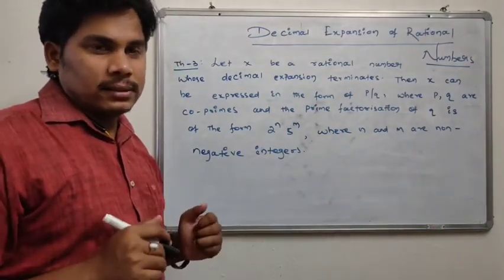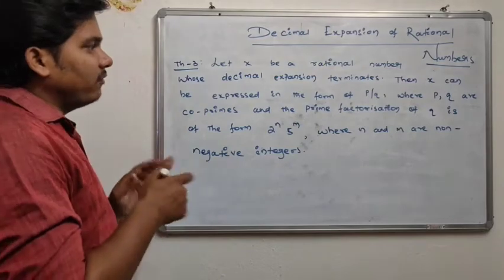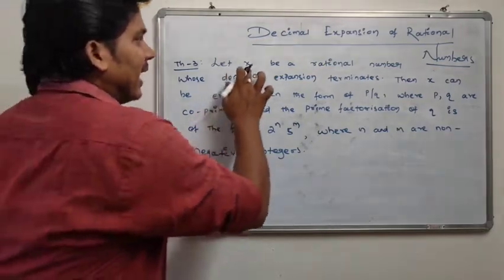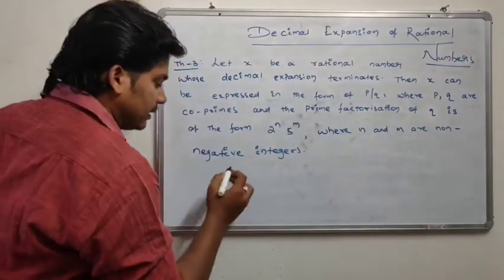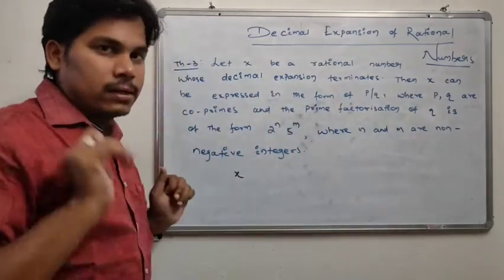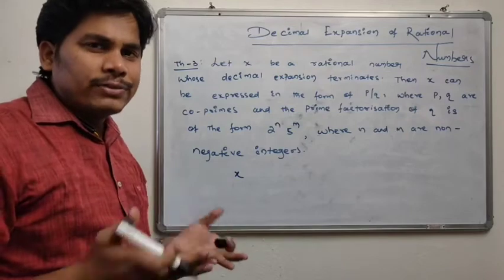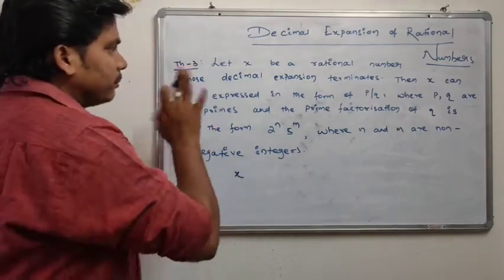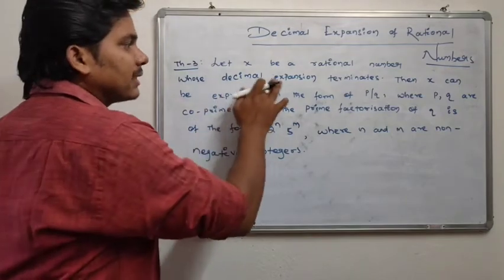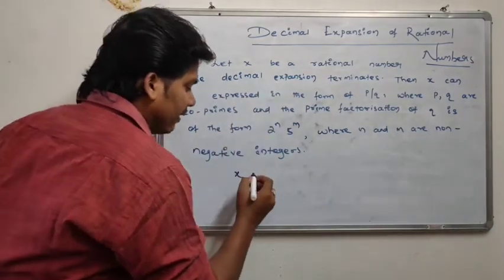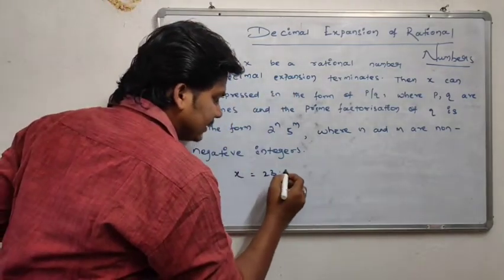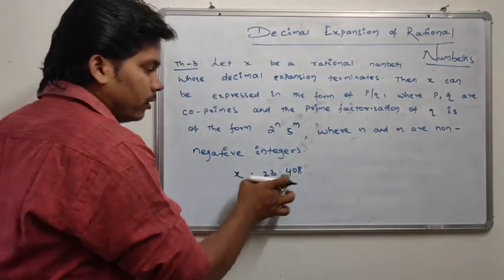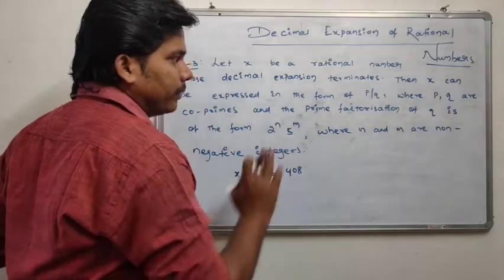What does that mean? I said first of all we'll discuss one by one briefly. Let x be a rational number, means x is one number which is a rational number. What is that value? We don't know. Okay, let's take that there is a number. x is a decimal number whose decimal expansion terminates. I will take one example. x is 23.408. This is a number whose decimal expansion terminates.